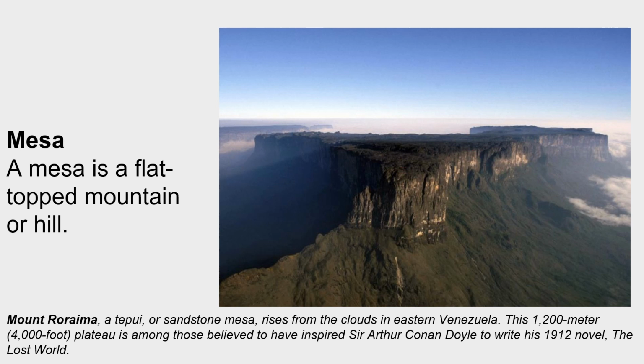Mount Roraima, a tepui, a sandstone mesa, rises from the clouds in the eastern peninsula. This 1,200-meter plateau is among those believed to have inspired Sir Arthur Conan Doyle to write his 1912 novel, The Lost World. So I hope you know who Sir Arthur Conan Doyle is. He's the one who wrote Sherlock Holmes. Yeah, and don't tell me you don't know what a Sherlock Holmes is.